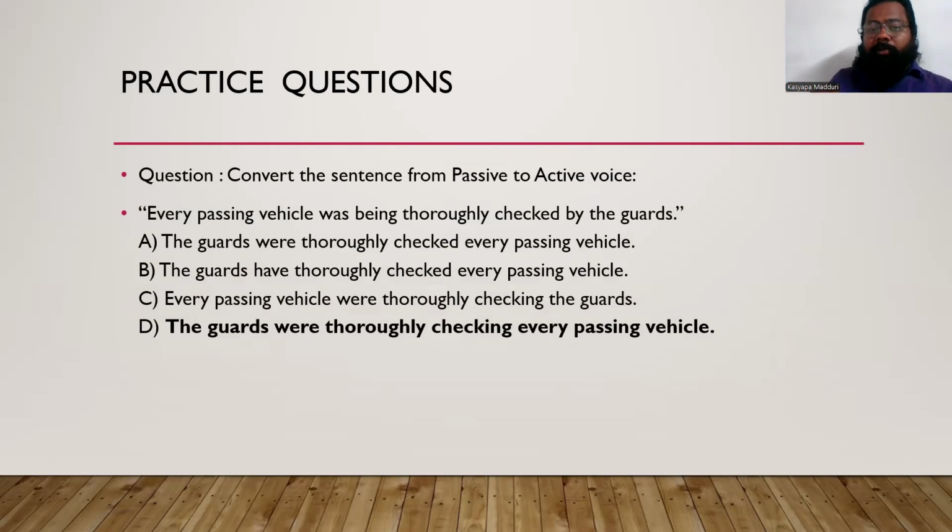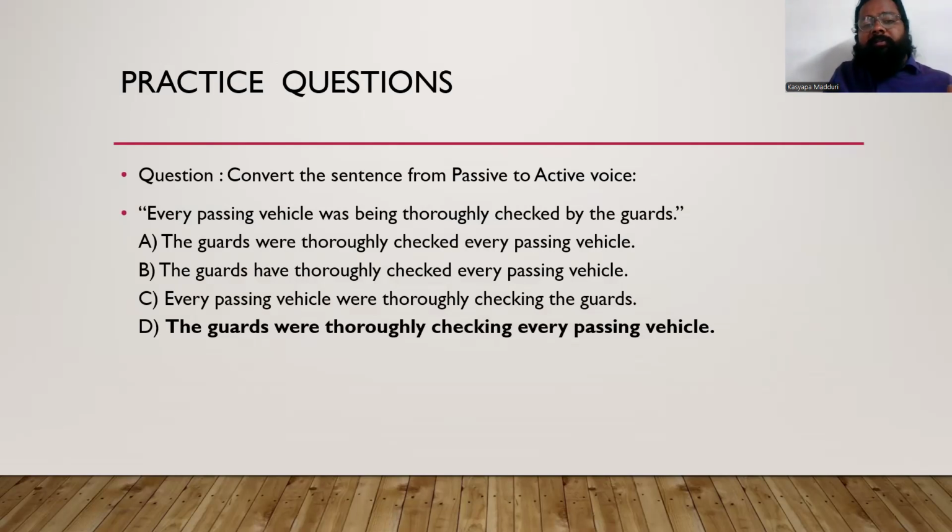Next, the guards have thoroughly checked every passing vehicle. Here there is a have form. So when there is a have form here, you need to check in the main sentence. Was there a have form in the main sentence? Every passing vehicle has been thoroughly checked by the guards? No, it is every passing vehicle was being thoroughly checked by the guards. So there is no have form. So that is also not the right answer.